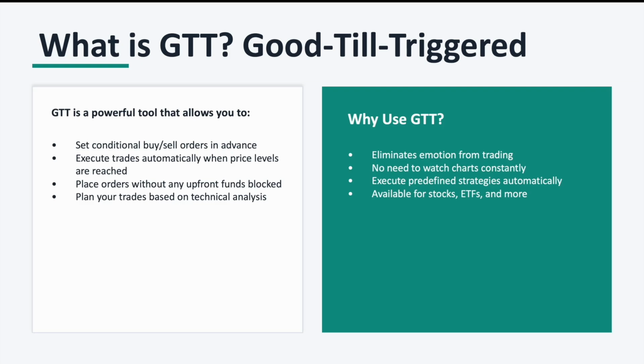So basically it removes the emotion from the trading. You do not have to watch the charts constantly. Okay, you do not have to do it daily or every hour, things like that. If you have a strategy in mind that, okay, you want to place this order in 3 lots, so basically you want to buy a stock at 100 rupees, 80 rupees or 70 rupees, right? You can place 3 GTT orders. Whenever it reaches those levels, it will be automatically executed.